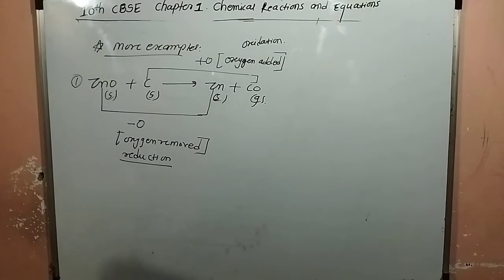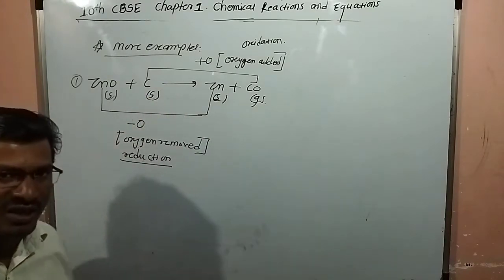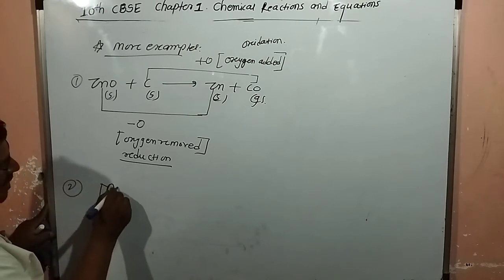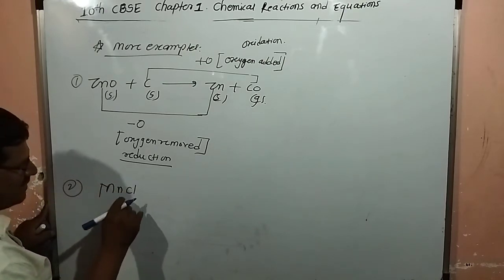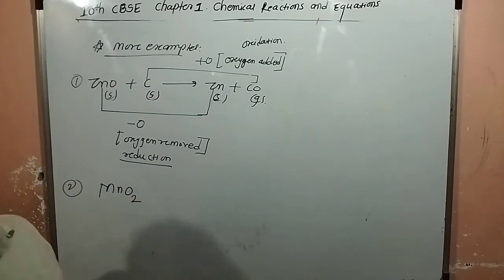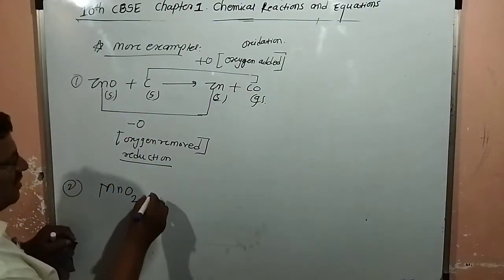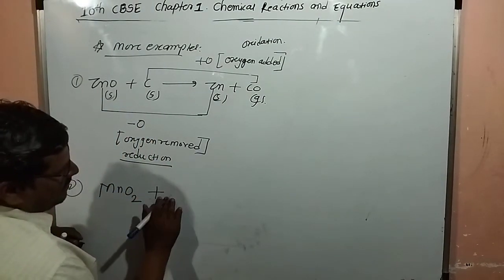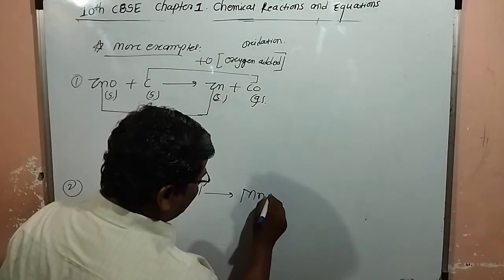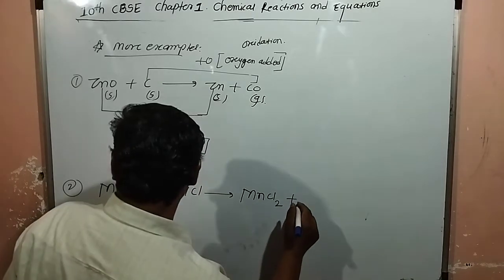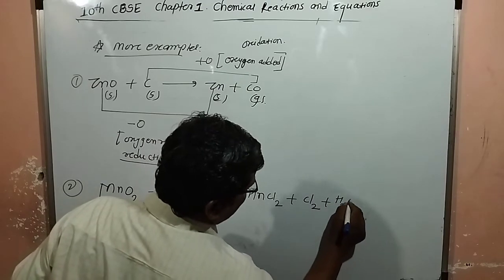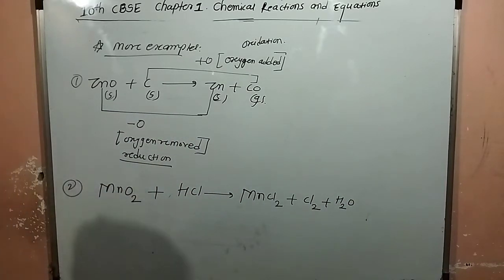So both reactions occur simultaneously. So this is also a redox reaction. Then the next example we'll see: MnO2 reacts with HCl and it gives MnCl2 plus Cl2 plus H2O.